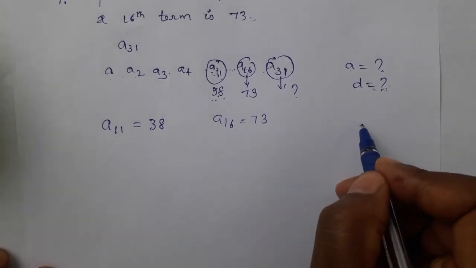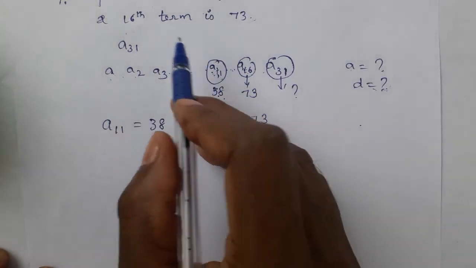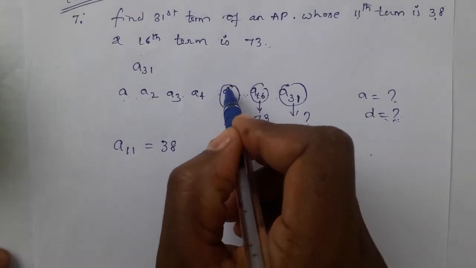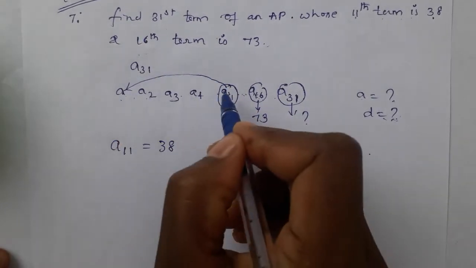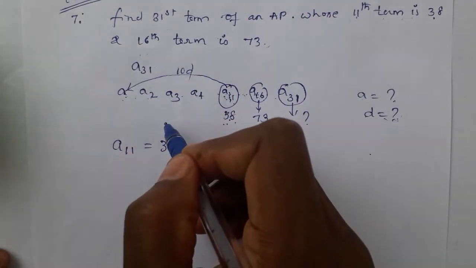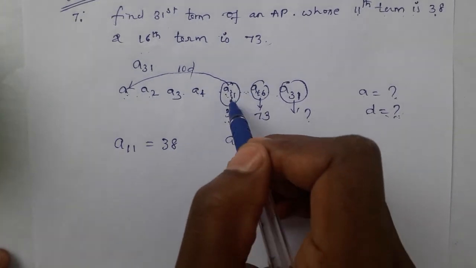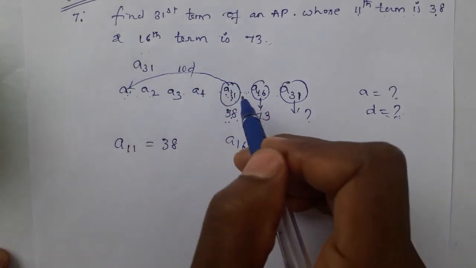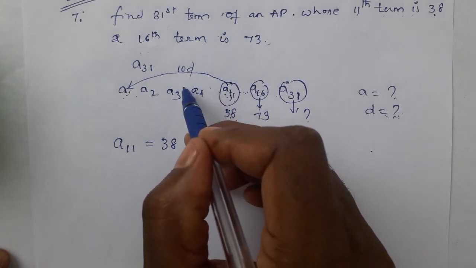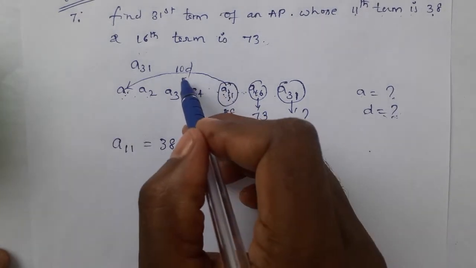That means all the following terms after the first term are always related to the first term. That was also studied in the last class. That means this 11th term goes to the first term. When the 11th term goes to the first term, how many jumps does it take? 10 jumps. Do you remember? Yes. A11 to A10, A9, A8, A7, A6, A5, A4, A3, A2, A1. So finally it takes 10 jumps.